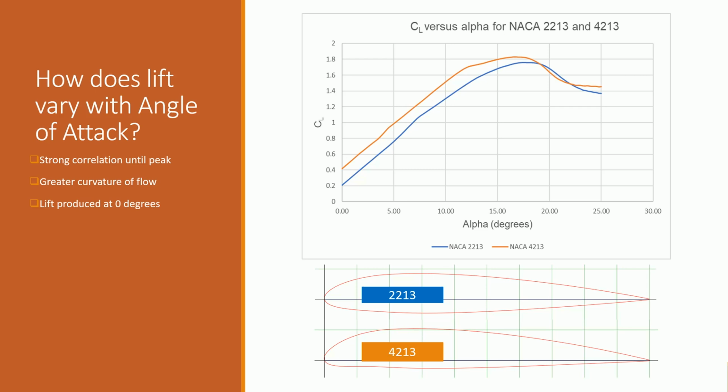This is true up until the airfoil stalls, and the flow can no longer match the curvature of the airfoil. This is represented by the dip in production of lift beyond around 17 degrees. This is because the adhesive forces at the surface of the aerofoil are no longer greater than the cohesive or viscous forces, and the flow curves away from the surface. Also, the graph does not cross through the origin. This is because the airfoil still produces lift at 0 degrees of attack.